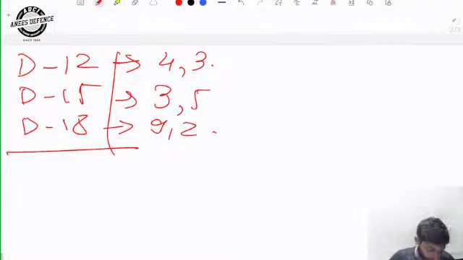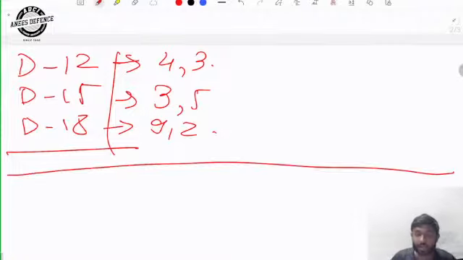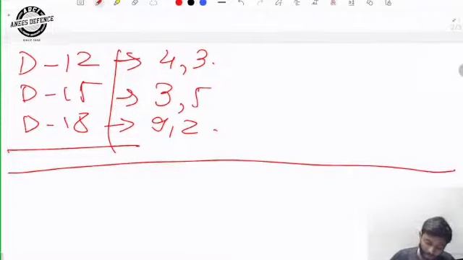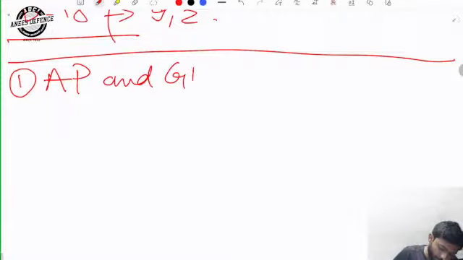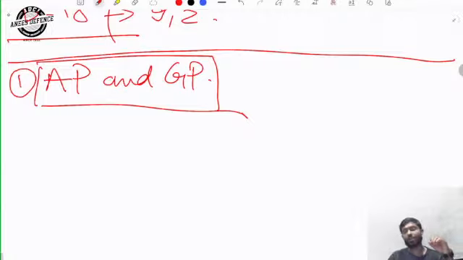Okay. So for now we will wrap it up here, and tomorrow we will start with the exact portion of SPI and IMUCT. That means the first topic will be AP and GP. And remember that the number system has great importance in maths. That's why I have told you this basic concept for now. Yeah. Thank you. See you tomorrow.